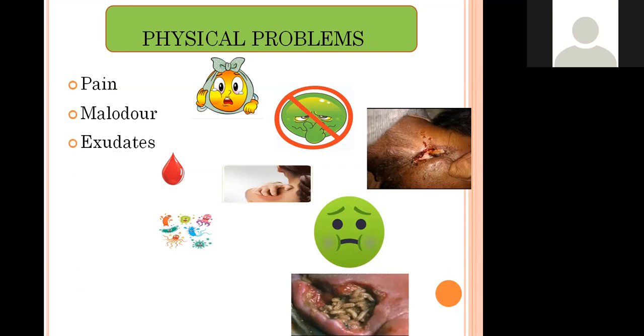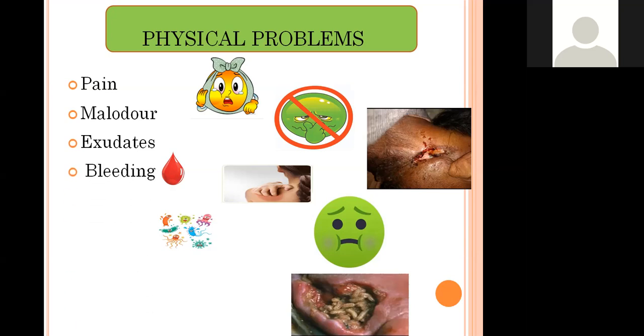And then exudate is an excess of leaking fluid from the injured tissue. So having a heavily exudating wound may cause an overhydration of the skin and maceration, leading to further skin breakdown, infection, pain, or pruritus.